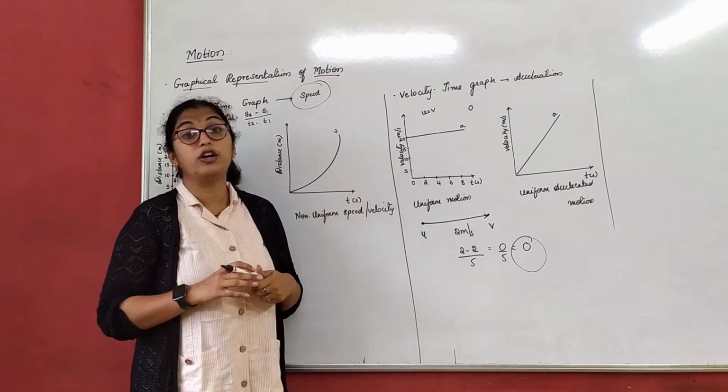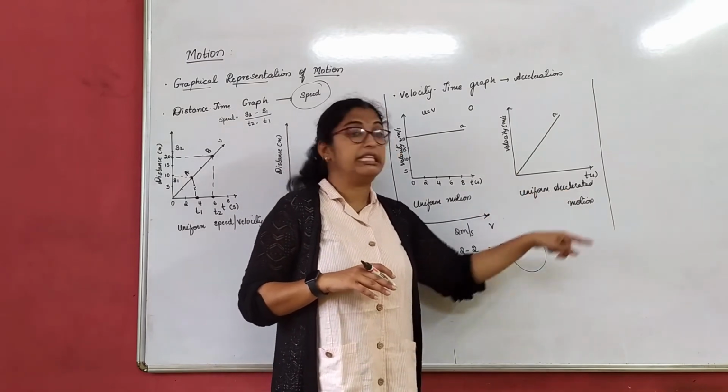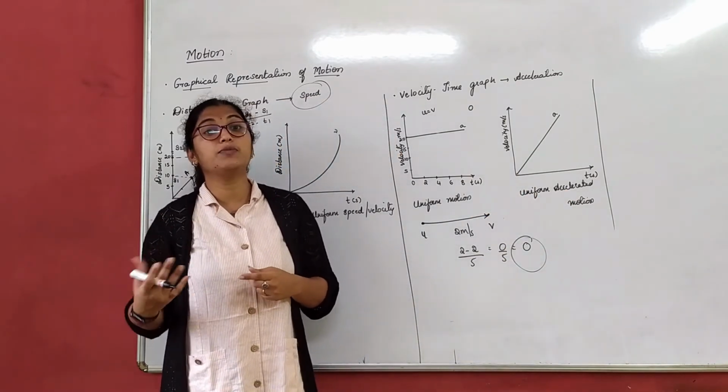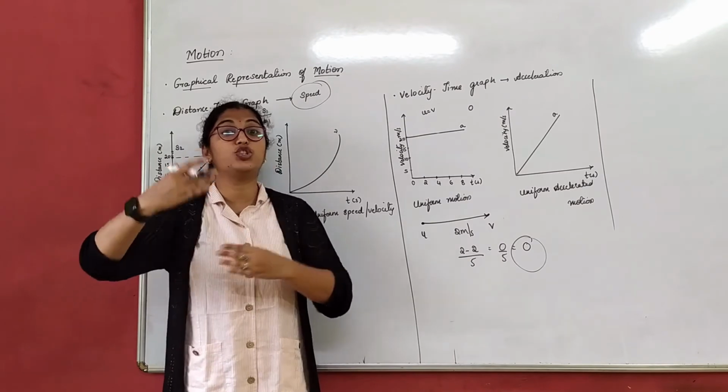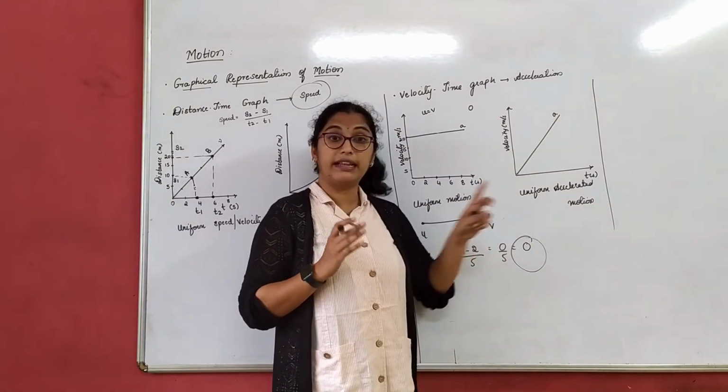This is for the velocity time graph. But what is happening here? Uniformly accelerated motion. The body is moving some distance, but it is changing the velocity. So this is the graph for uniformly accelerated motion.